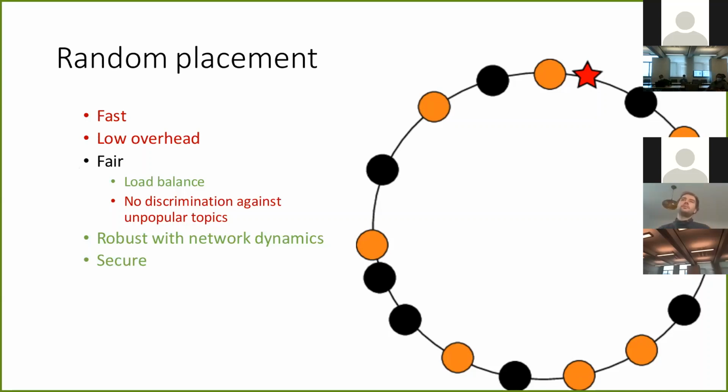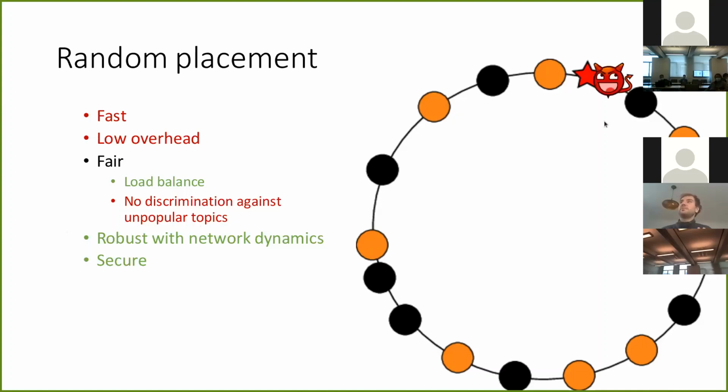However, we'll have a problem with discrimination against unpopular topics, because if the network is huge and we have only a few peers supporting a specific application, even if they place a lot of random advertisement, it's going to be very difficult for them to find each other. And finally, the good thing is that it's very robust with the network dynamics. If one node is down, it's not a problem for us. And for security as well, we are pretty resistant to any kinds of attack.